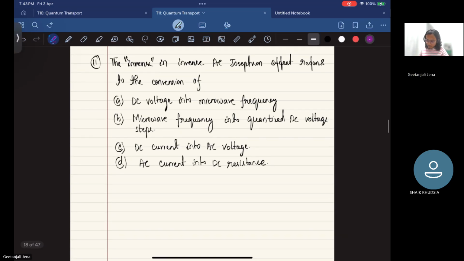Question number 11. The inverse in inverse AC Josephson effect refers to the conversion of DC voltage into microwave frequency, or microwave frequency into quantized DC voltage steps, or option C, DC current into AC voltage, or option D, AC current into DC resistance.